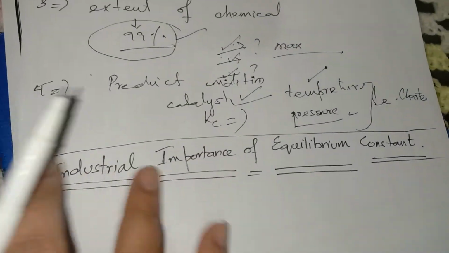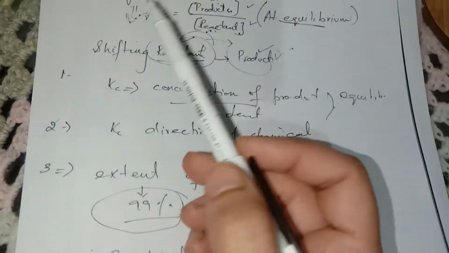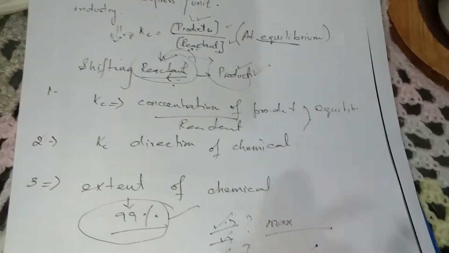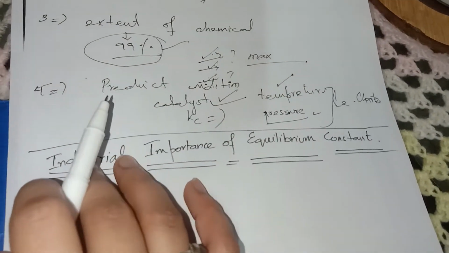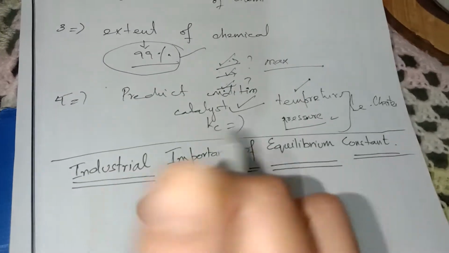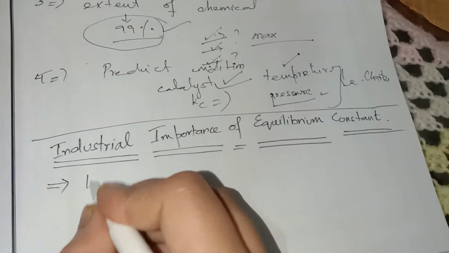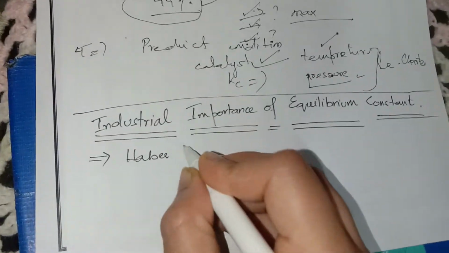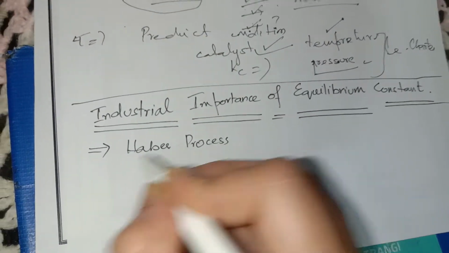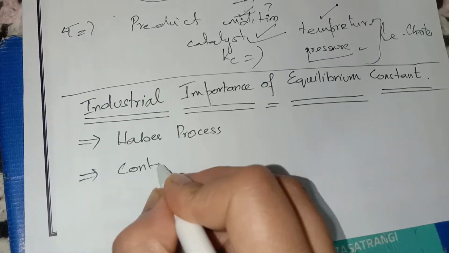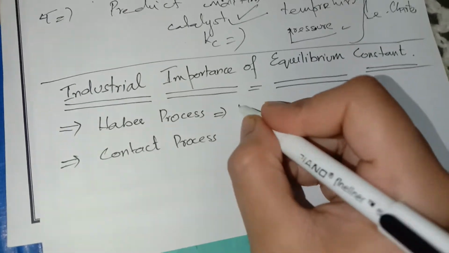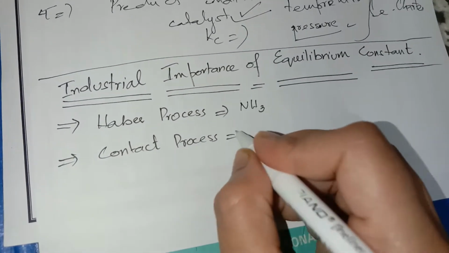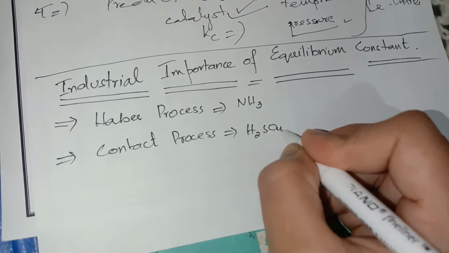Study the industrial importance of equilibrium constant. Earlier, we have studied how Kc is important in many areas. Now, we will only focus on the industrial importance. We are given two examples in your book. One of the examples is about the Haber process, and the other is about the contact process. In the Haber process, we are making ammonia industrially, and in the contact process, we are making H2SO4 industrially.